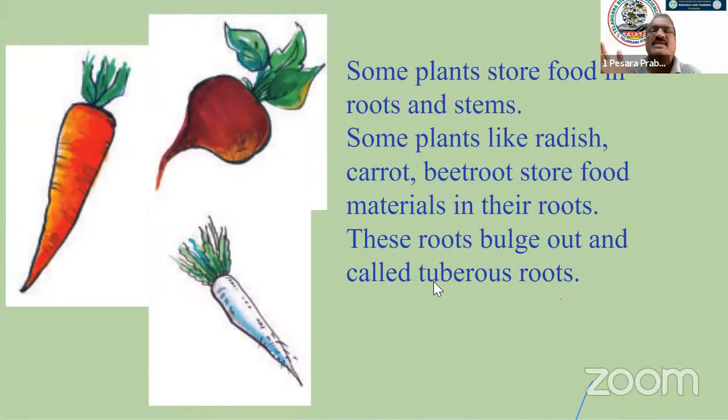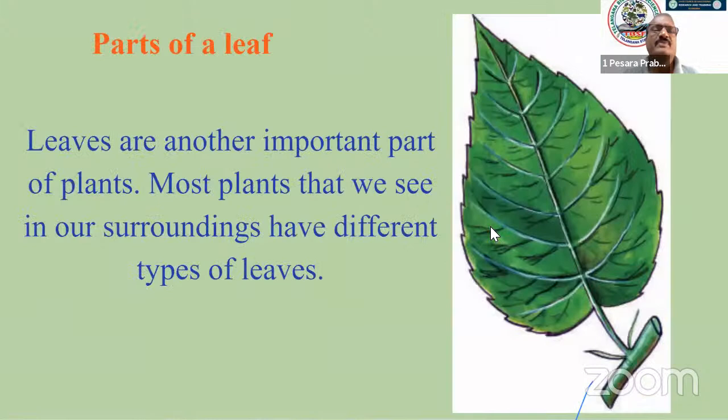Whenever we are discussing the stems, we will discuss later. Now we are discussing the roots. Here they are the tuberous roots or the storage roots. It means the food is stored in the roots. Right? Okay. Next we go for leaf.